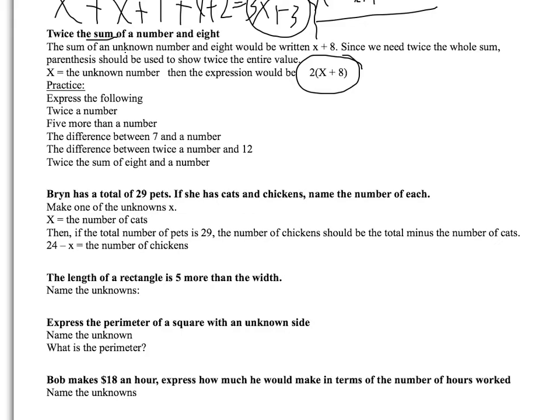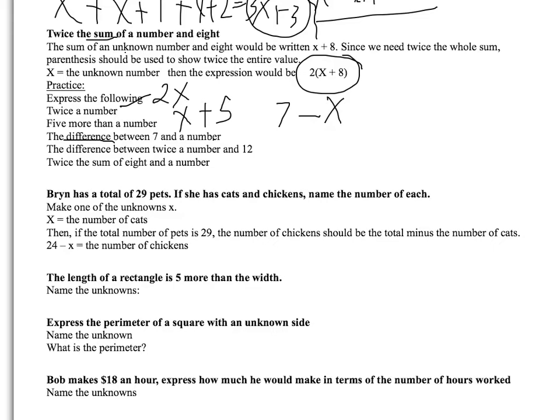So, we're going to practice the following. Twice a number: twice is 2, so that's just going to be 2x. 5 more than a number: more than, we're adding, so 5 more than a number is going to be x plus 5. Now the difference between 7 and a number, difference means subtract. So that would be 7 minus, a number we're translating into x, so 7 minus x. That's an expression right there.